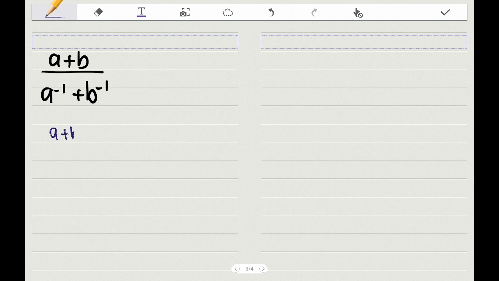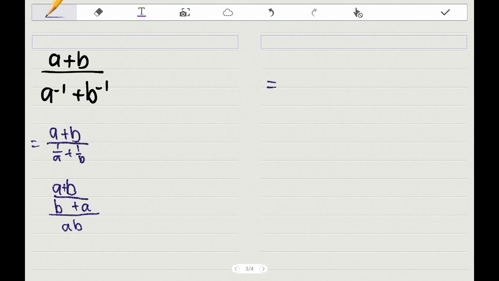So this is a over b over 1 over a plus 1 over b. That we're allowed to do. And we're going to find the lowest common denominator over there. So it's a over b. Okay, the lowest common denominator between a and b is ab. That is already over a, so we're going to multiply it by b. This one is already over b, so we're going to multiply it by a.